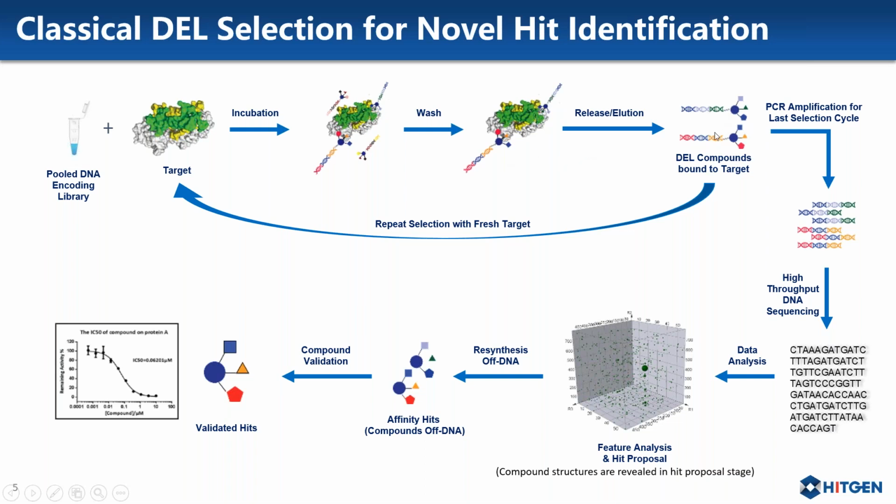To increase the signal to noise ratio, the collected samples are incubated with fresh proteins again. So normally after 2 to 3 rounds of selection, the samples are collected for PCR amplification. So thanks to the next generation sequencing technology, the DNA barcodes are read out and the chemical structures are decoded and accessed by reading DNA tags.